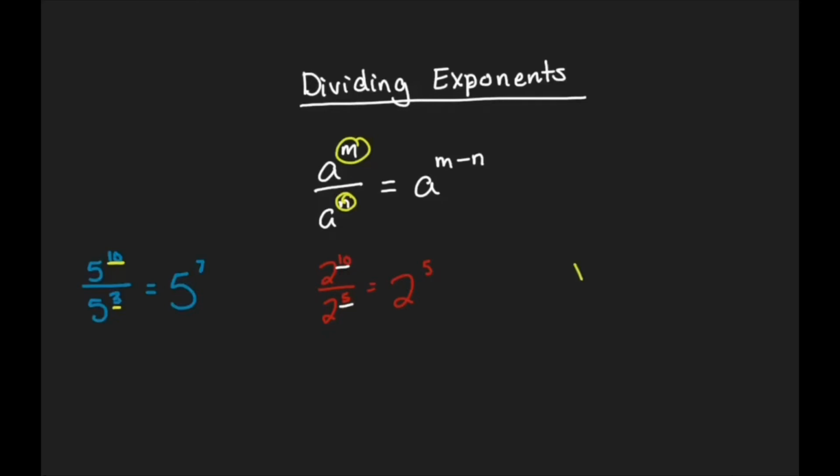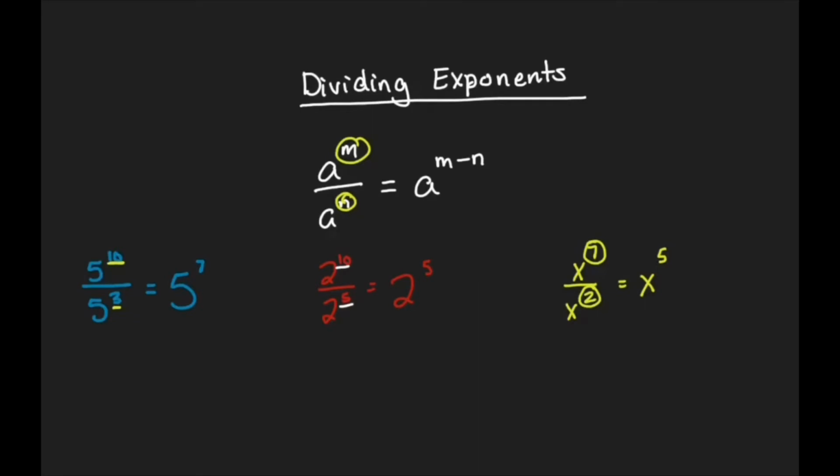So we'll take x to the 7th power divided by x squared. Our quotient is still x, and then we subtract our exponents. So 7 minus 2 is 5.